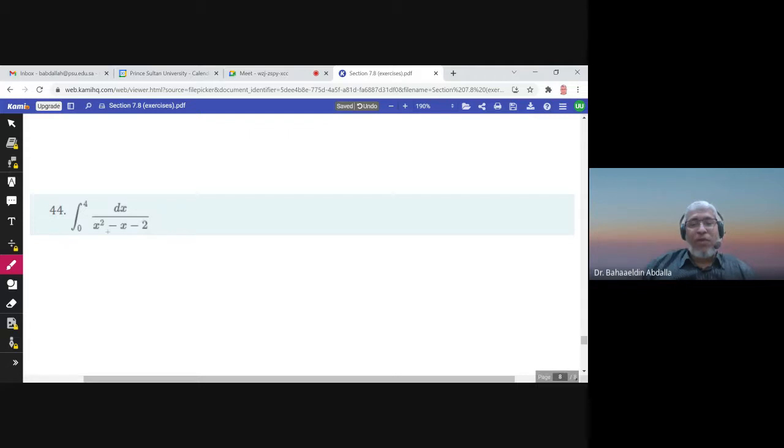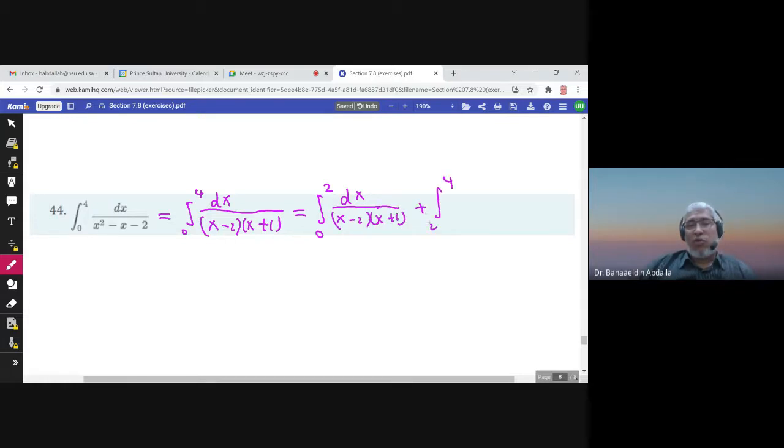Well, here, this function, I need to factor the denominator. So it's x minus 2 times x plus 1. And now this function is not continuous at 2 and at -1, but only 2 lies in this interval between 0 and 4. So I write it from 0 to 2 plus from 2 to 4.